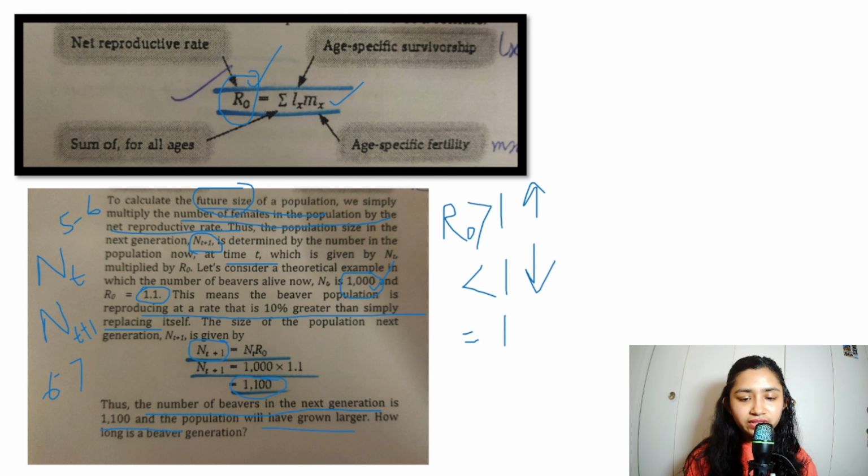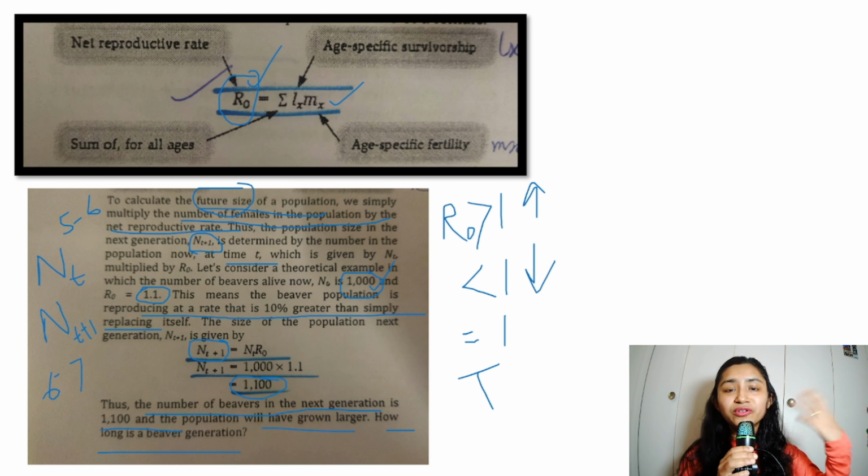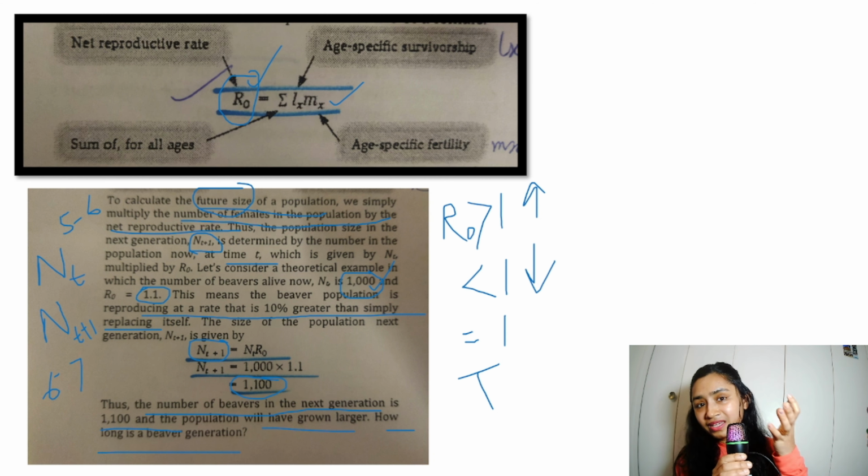Now the next question is, how long is a beaver generation? So generation time is often denoted as capital T. So what does it mean? The average time for a female organism to grow from a fertilized egg and then produce more fertilized eggs. When the average time a female organism takes to grow from an egg until she is capable of producing fertilized eggs, that is known as the generation time.